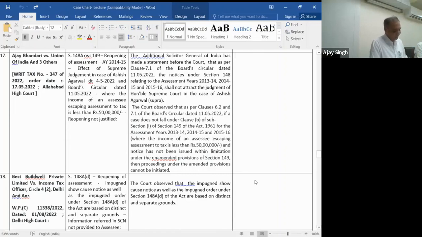Considering all these things, in the facts of this case, because the tax effect was less than 50 lakhs, the order is a little bit cryptic. At one point, they make this observation about the statement being made by the ASG. However, in the very next paragraph, they observe that because the tax effect involved is less than 50 lakhs, and this is beyond the period of 3 years, the proceedings are to be quashed.